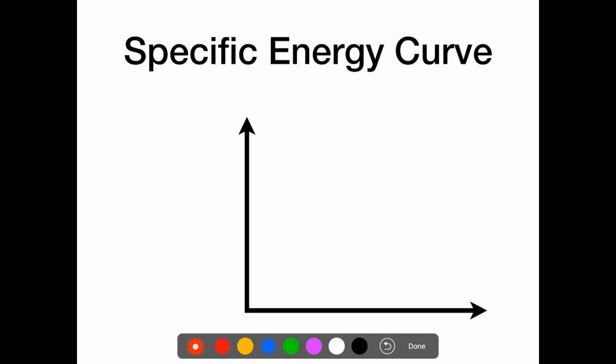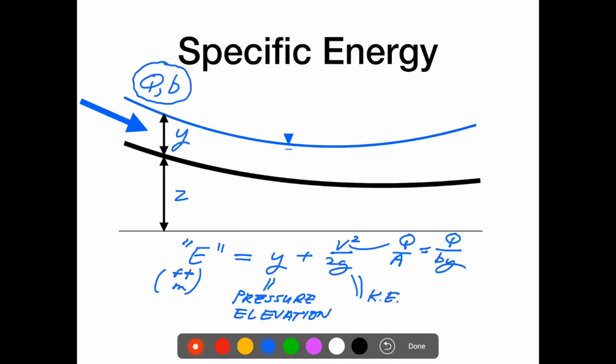The one thing to note is that once you fix the depth of flow, you could calculate this v squared over 2g term. It's given by Q divided by B y. So these two terms are not actually independent of one another.